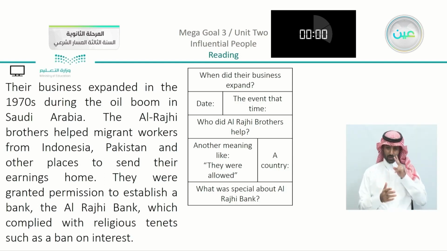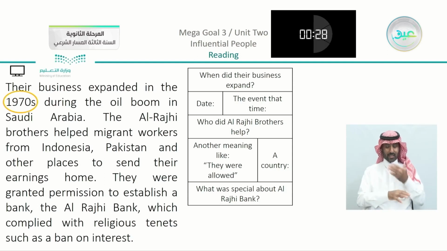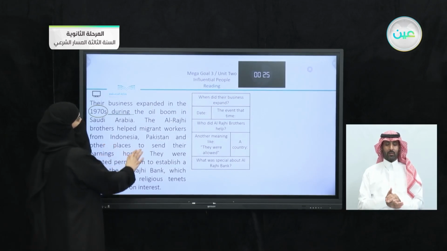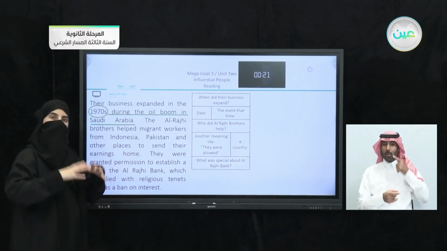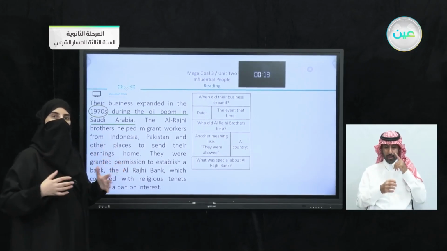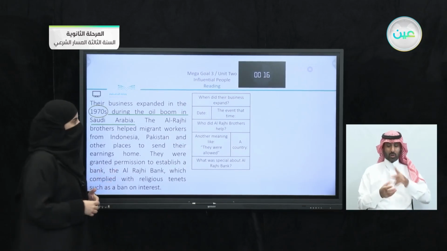Okay, so time's up. Now let's look for the answers. We have here, when did their business expand? We have the date, which is, yes, in the 1970s. And the event, which is during the oil boom in Saudi Arabia. So there was the event, the oil boom. So in that period, there were big changes in Saudi Arabia.